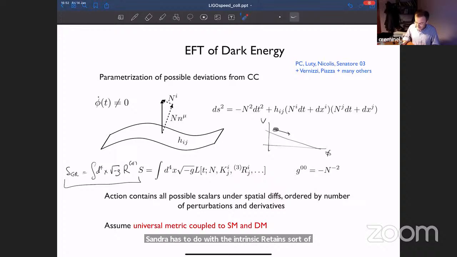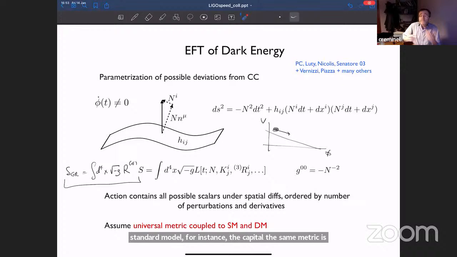Of course, I want to stress that it's a parameterization. So I'm making some assumption about what dark energy is. I'm also making another assumption, which is that there is a universal coupling, in the sense that dark matter and the standard model, for instance, couple to the same metric. These are all assumptions that go into this. Of course, one can go beyond this assumption, generalizing what I'm saying. Okay, so if you go through this exercise, you get many operators.